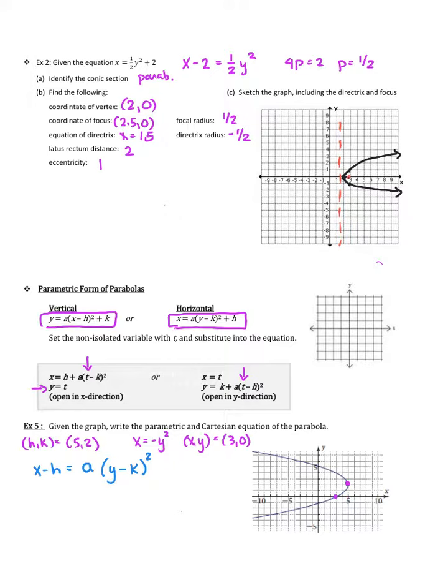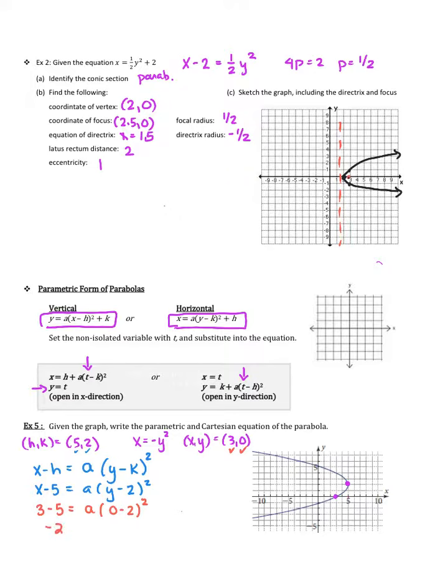So here's my generic equation. I happen to know that (h, k) is (5, 2), so I can plug that in: x minus 5 equals a times (y minus 2) squared. And then I also happen to know that I have a point on my parabola. So I know that 3 minus 5 equals a times (0 minus 2) squared. And now I'm just going to go through and solve for a.